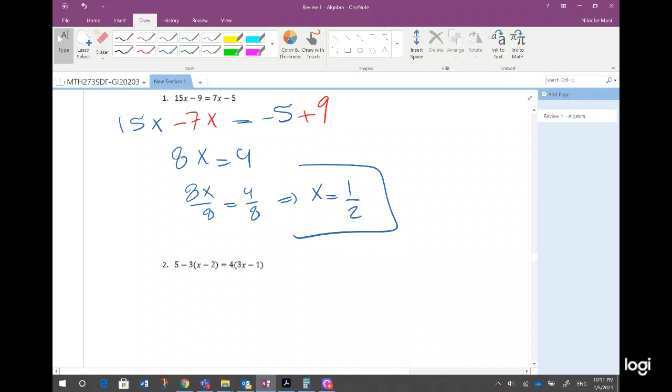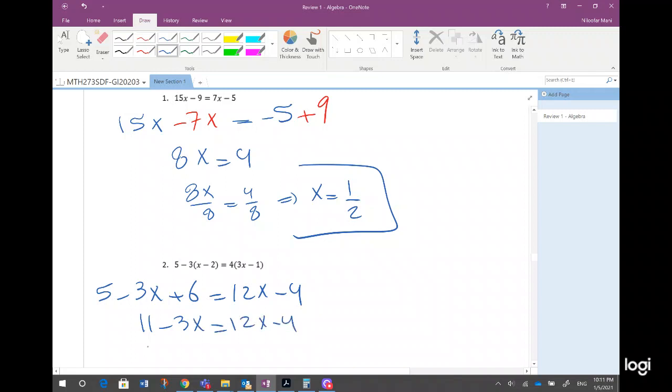So now I do the second question. The second question is not like the first one. The second question needs simplification. Oh, okay, BEDMAS. I have to follow BEDMAS. Can I do anything for the bracket x minus 2? No. So what can I do? I can multiply by 3 inside. So it is 5 minus 3x plus 6 equals 12x minus 4. Good. Can I simplify now? Yes. 11 minus 3x equals 12x minus 4.